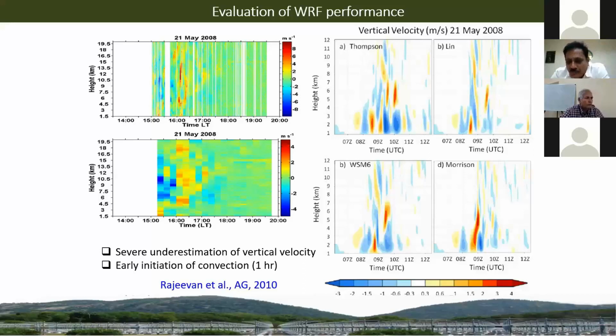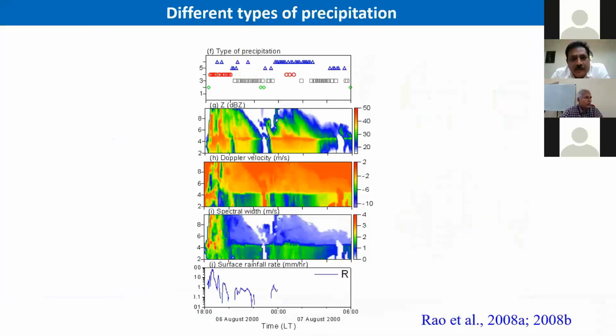So these radars are very useful in providing the vertical wind, so they will become a benchmark for model evaluation. And also, as I said earlier, particularly if you have a UHF wind profiler, we get a very strong echo from the precipitation. So we can use that information to study or to segregate different types of precipitation.